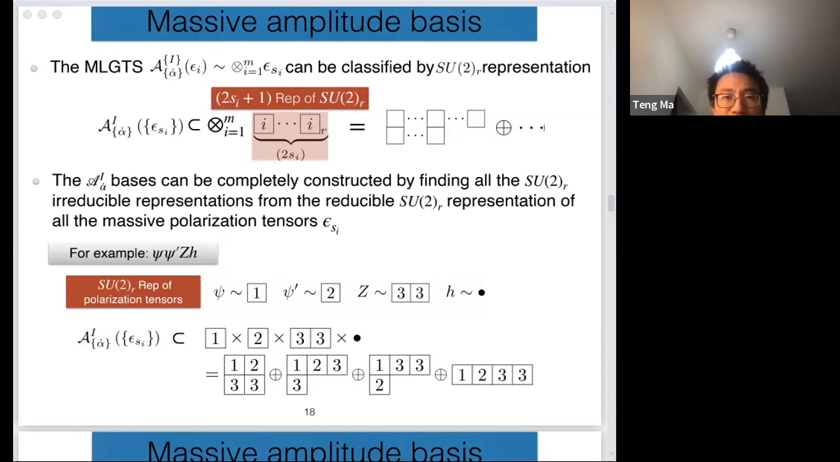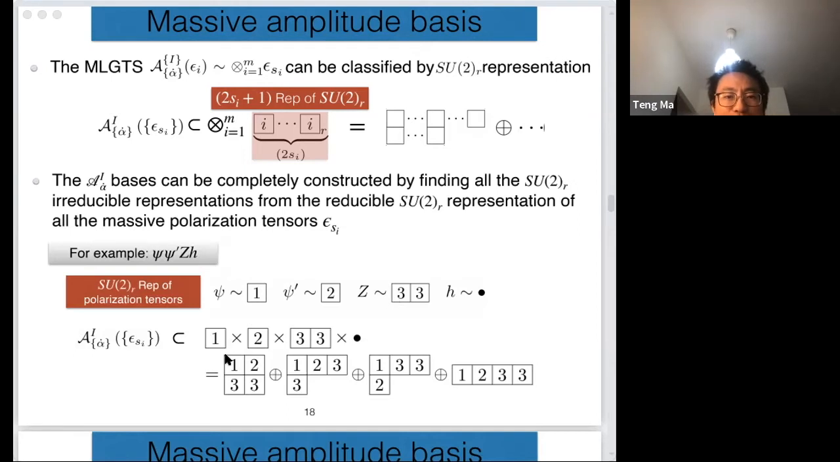This is an example of the massive little group tensor structure. A basis of fermion, Higgs boson, scalar interaction can be constructed systematically this way. This is the SU(2)_R representation of their polarization tensor. The fermion, that polarization tensor under Lorentz symmetry is the fundamental, the doublet. This is the vector, so it is a Lorentz triplet.